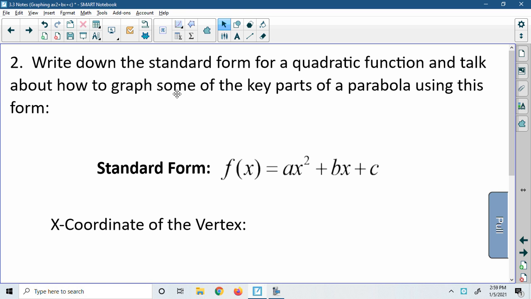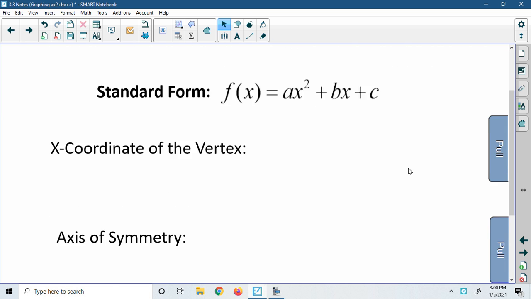Number two, write down the standard form for a quadratic function and talk about how to graph some of the key parts of a parabola using this form. Here is the standard form for a quadratic function, ax² plus bx plus c. The a and the b and the c numbers will of course be mixed up, and there'll be various numbers according to the examples and the problem that you're doing. It's pretty straightforward. I think we learned about this earlier. It's called standard form because the exponents go down each time.